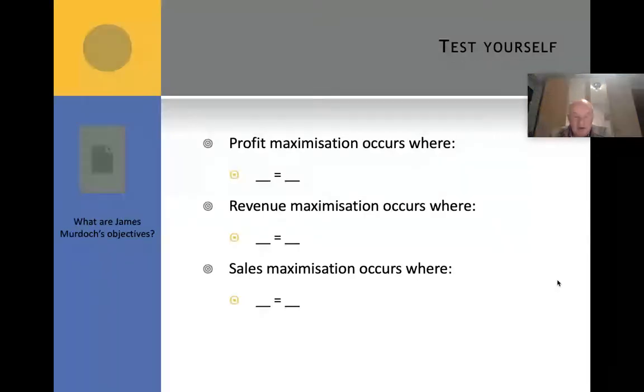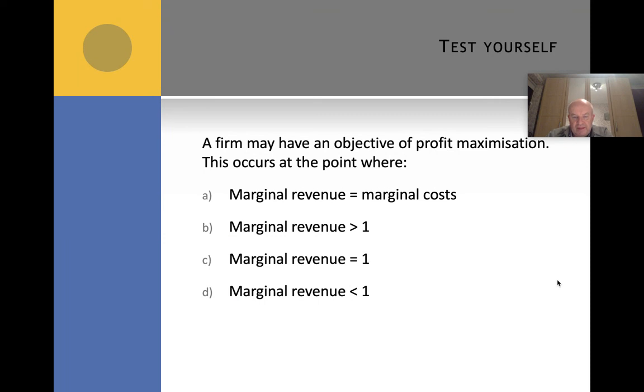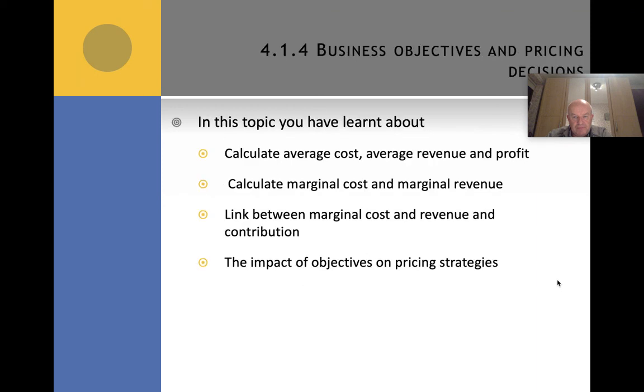Okay, so a couple of little tests for you to take a look at. Profit maximisation occurs when something equals something. I'll let you have a look at that, look back at some of the slides, have a go and see if you can remember what those formulas are. And then also a couple of more questions in terms of what objectives a firm might have, and again, what would this situation be? Profit maximisation, would it be A, B, C or D?